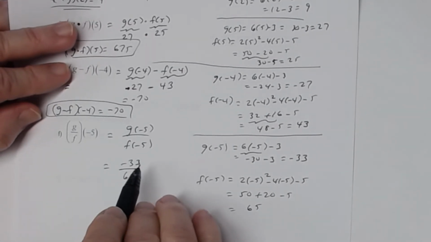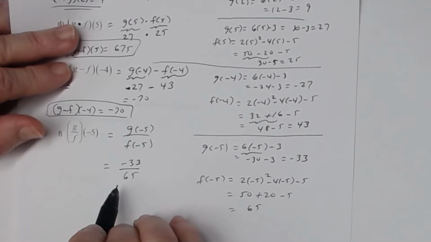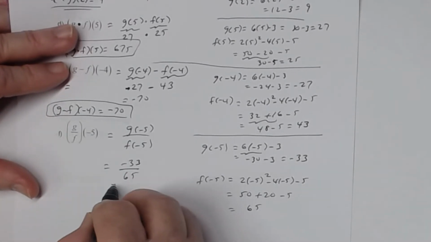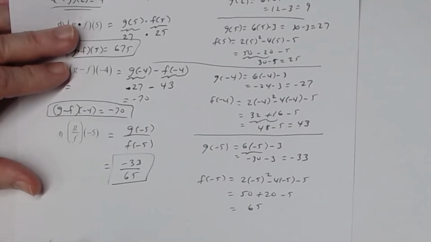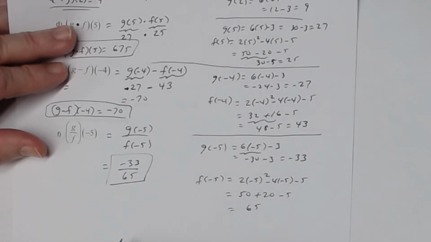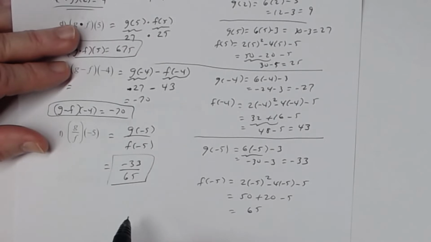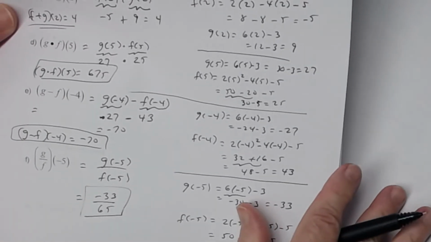All right, and then reduce if you can. Now this is not reducible, but you do want to reduce if you can. But that's the answer. All right, so you have this proper fraction that cannot be reduced. Okay, so that was number 44.